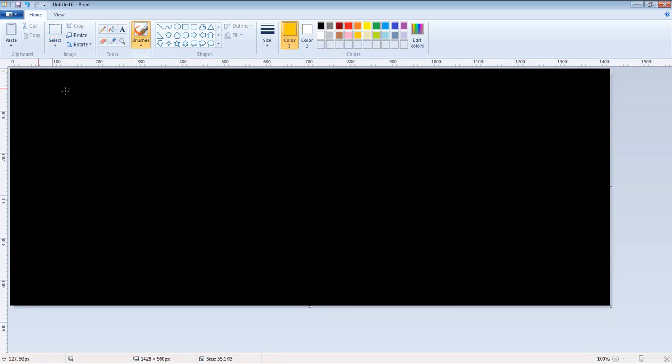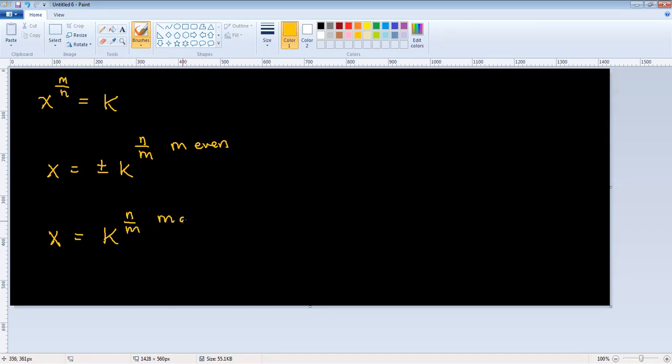Okay, and this is kind of interesting right here. I want everyone to look at this: x to the m over n is equal to k. If you want to solve this, you can do it, but you just have to be careful because it all depends on whether n is even or not. So m even is plus or minus, m odd is just plus. Why is that? Because this is power over root. This is a power, and this is the root.